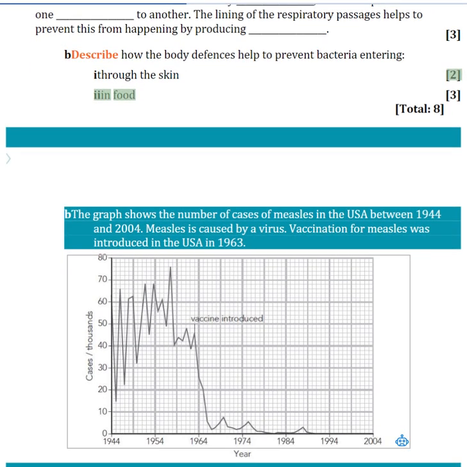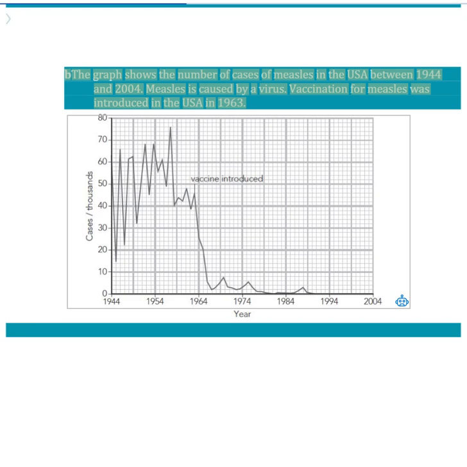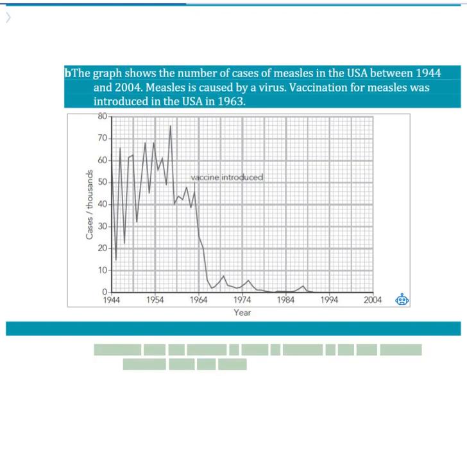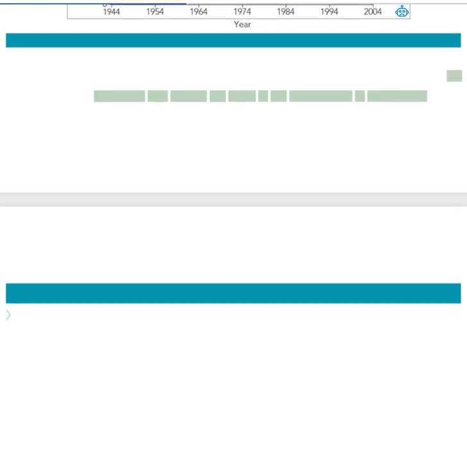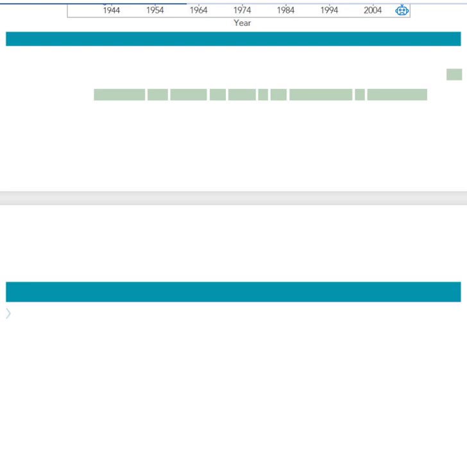B. The graph shows the number of cases of measles in the USA between 1944 and 2004. Measles is caused by a virus. Vaccination for measles was introduced in the USA in 1963. 1. Describe how the number of cases of measles in the USA changed between 1945 and 1958. 2. Describe and explain the effect of the introduction of vaccination.